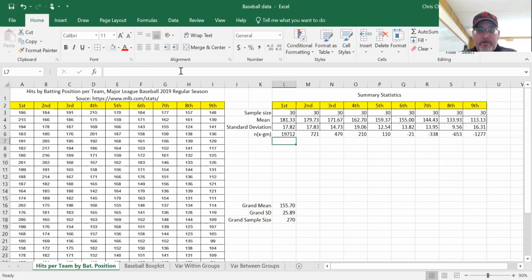Try that again. Three large numbers. Except right there, that one's pretty small. That's because the mean here was very close to the grand mean. So if we take the sum of those, it looks like we get about 118,956.